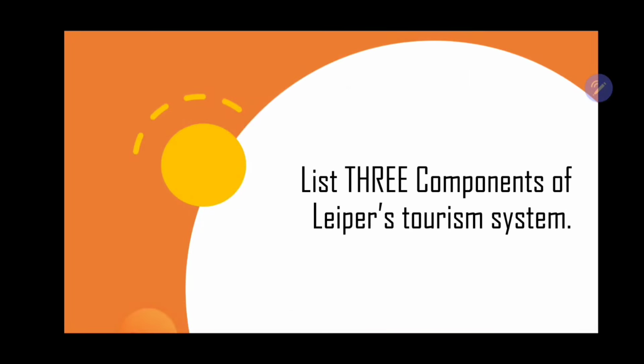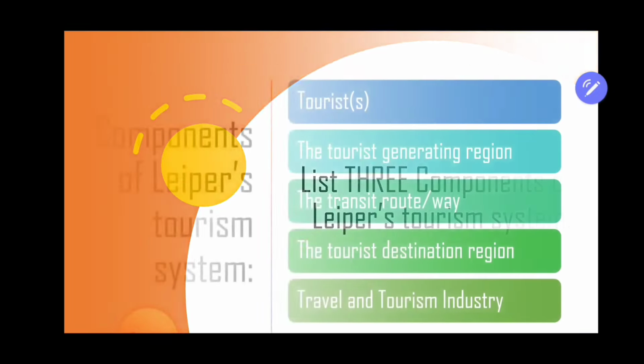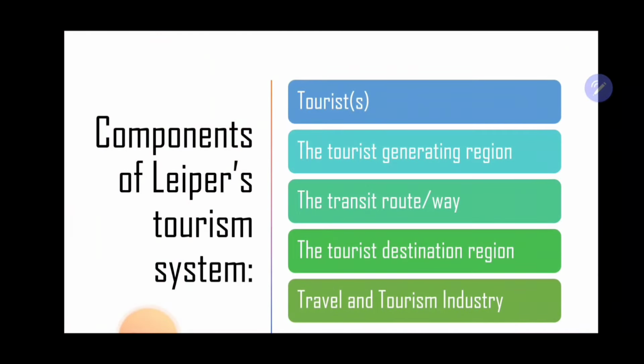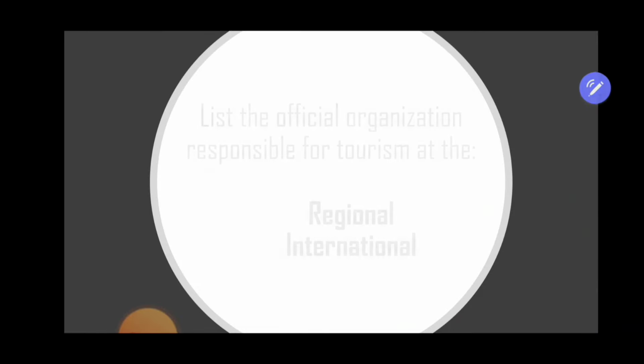List 3 components of the tourism system. Any of these 3 listed, you will be awarded your mark. So we have tourist generating region, tourist transit route or way, the tourist destination region, and also travel and tourism industry. Now, sometimes a question may ask you to state, in which you're expected to give a brief description of each component, but in this case, it's just required for you to list any 3 components, right?